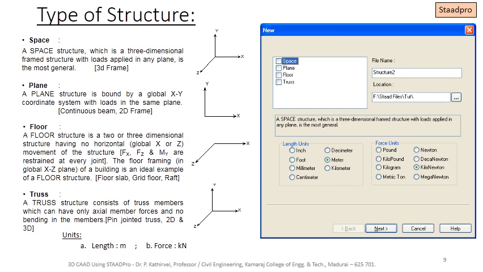The third one is floor, which is two or three dimensional having no horizontal movement, which is generally in the x and z axis. The examples being floor slabs, grid floor, and raft. And the fourth type is the truss, which consists of truss members which can have only axial member forces, which are either tension or compression, and no bending or shear is allowed when type 4 trusses are selected. So for strictly trusses, only the fourth option needs to be selected. And then the units default, generally it is given as meters for length and kilonewton for force.